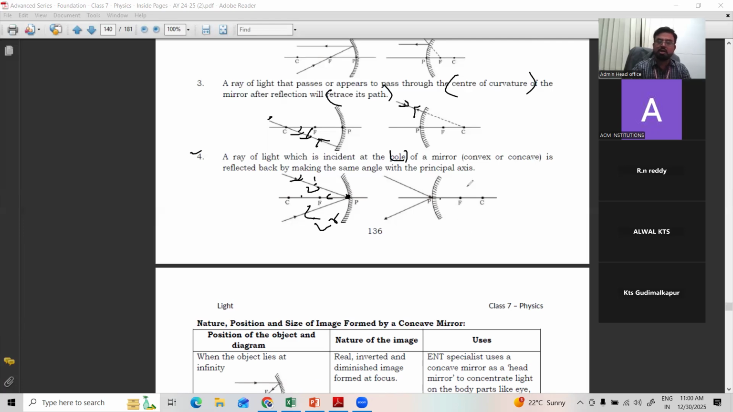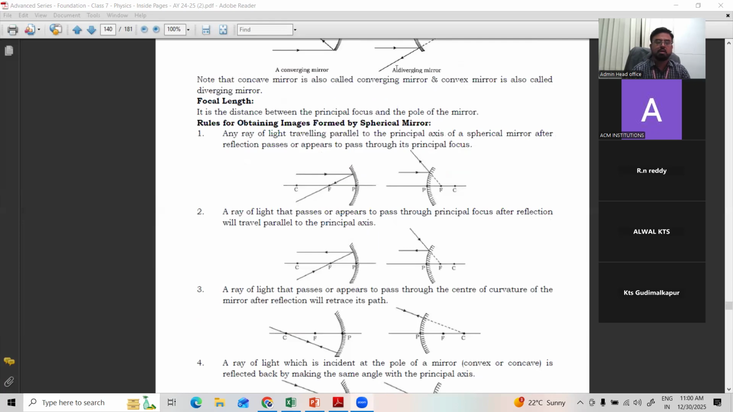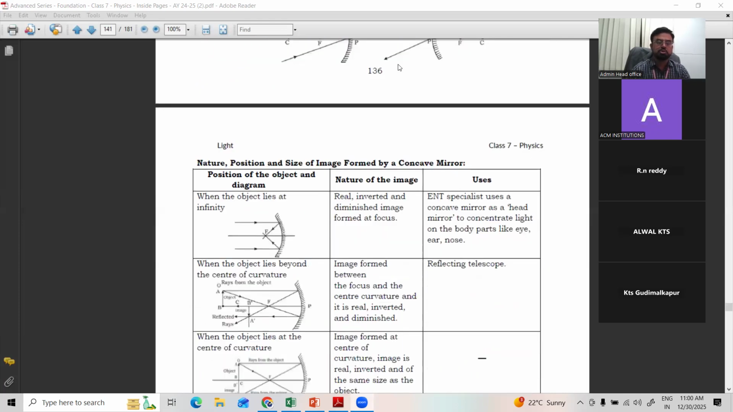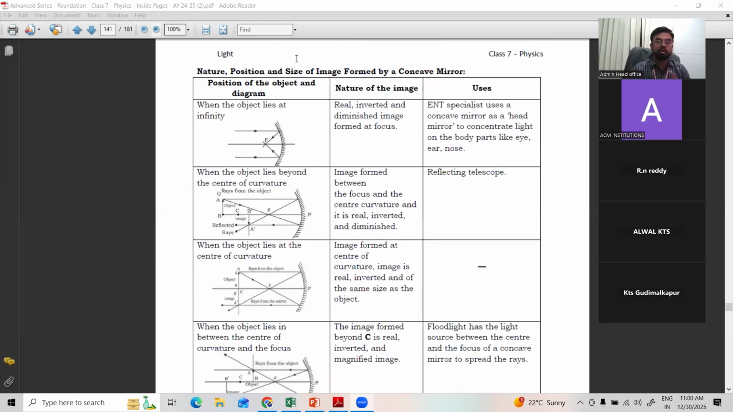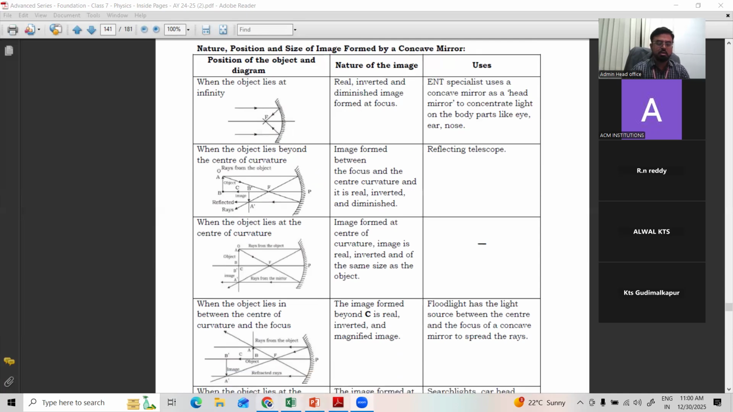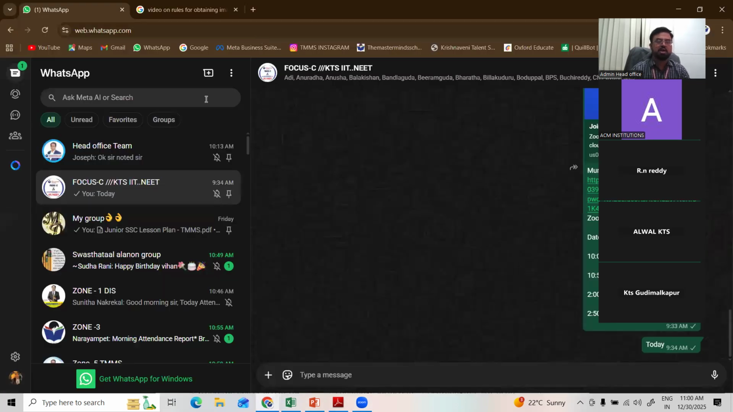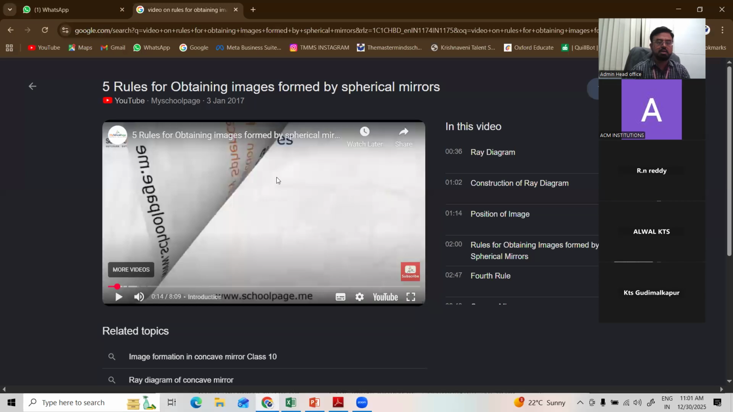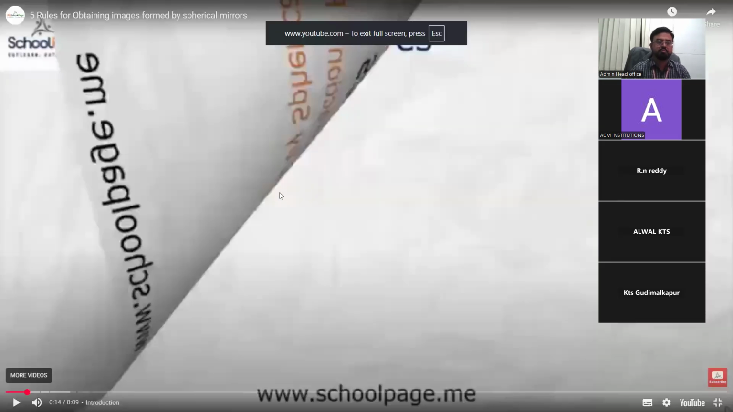All these four are called the rules of formation of images by the spherical mirror. Right? Very important rules. Before going for this understanding, very important, we have separated them for concave and convex mirrors. I will show you one video on the rules. Okay. After seeing the video, we'll go for the further explanation.